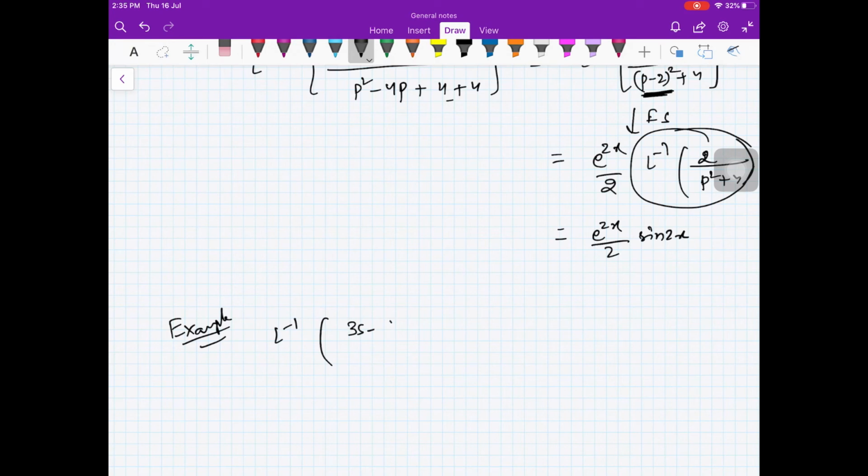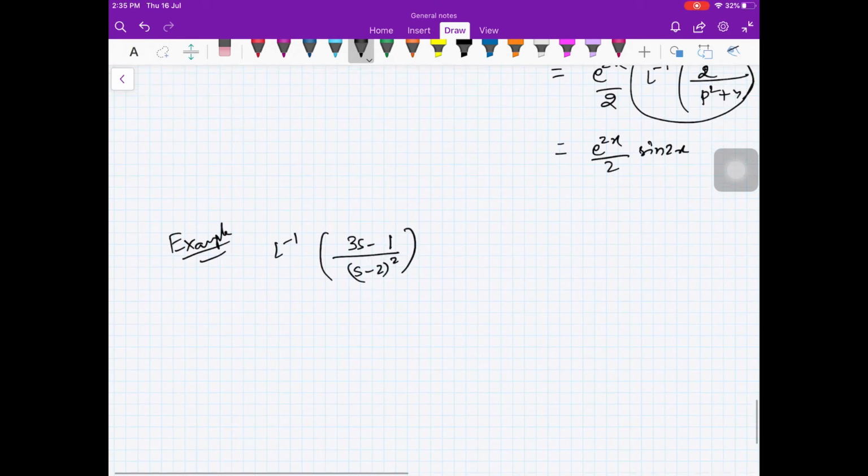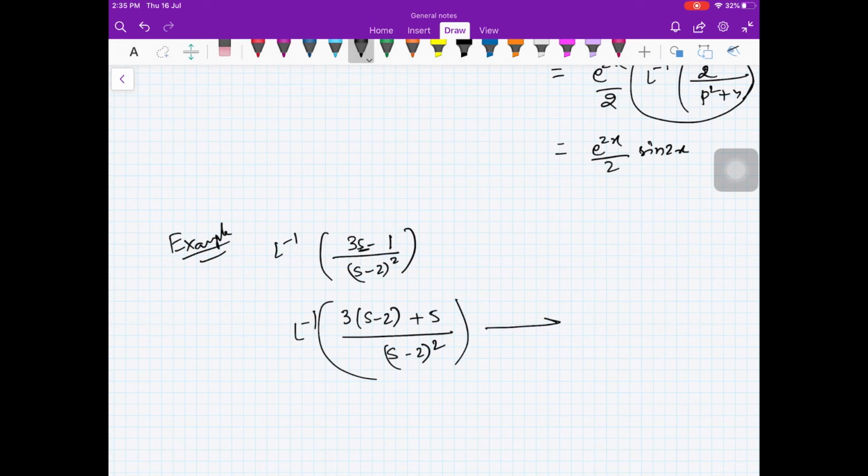L inverse of (3s minus 1) upon (s minus 2) square. So this we can write it as, you make s minus 2. So this is 3(s minus 2), right? Minus 6, you do plus 5. So that will be minus 1. (s minus 2) square. I can write like this, no problem.